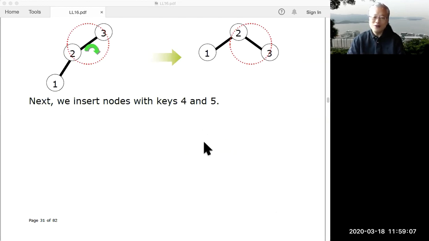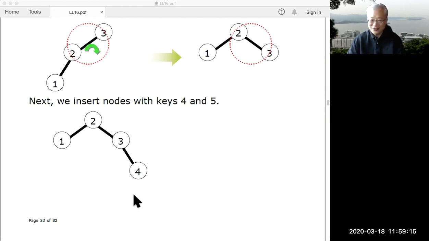So where should we put 4? 4 should be here, right? So it should be like this. Is this tree balanced? Yes or no? Someone says yes, someone says no. So let's check. For this root, there's no problem. Can you see? The left subtree and right subtree, the difference in height is 1. For all other nodes, the heights of the left subtree and right subtree differ only by 1. Okay, good.